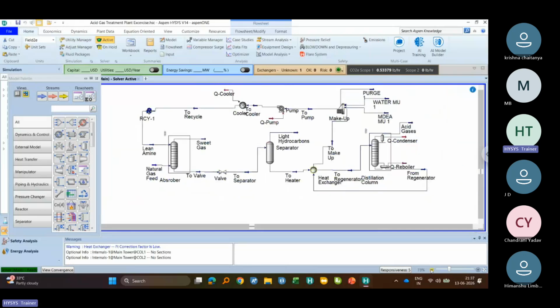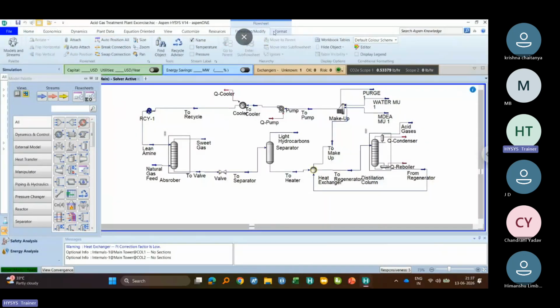So how you can do that is just click anywhere outside your flow sheet, in this blank part. Go to this flow sheet and modify menu. Firstly, you need to make sure that you are not clicking on any equipment, otherwise it will apply that to that particular equipment only. You just need to click anywhere in this blank part of the simulation area, so that you are not selecting any particular equipment. Then go to this flow sheet and modify.